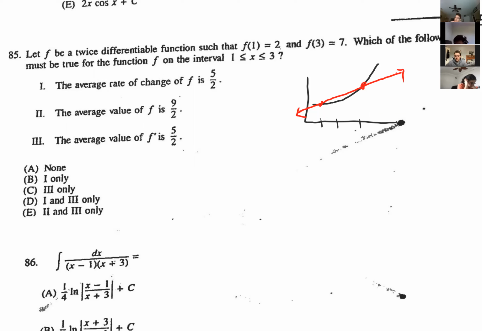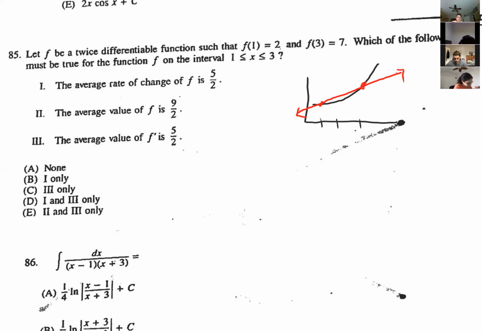The average value is the integral over the interval. So it's like, we did a temperature example earlier in the year, one of the first ones we did. You would find the total temperature over a certain period of time, and you divide by the interval, like from hour 2 to hour 7 when you're taking the temperature readings.